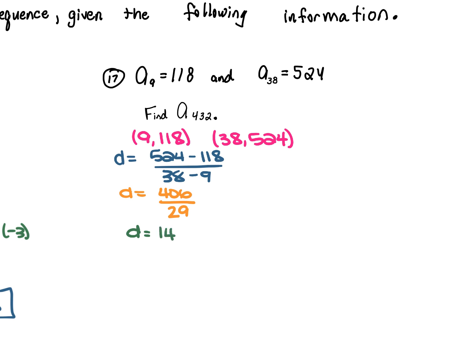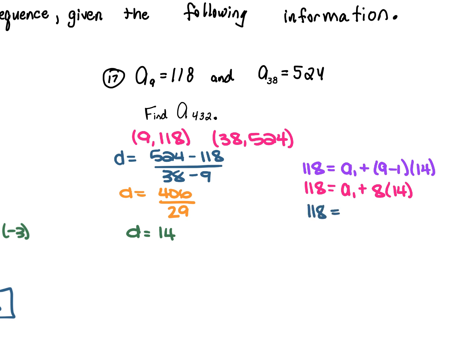From here, find a sub 1. I'm going to use the 9, 118, and it's going to give us 118 is equal to a sub 1 plus n, which is 9, minus 1 times d, which is 14. So that's going to be 118 is equal to a sub 1 plus 8 times 14. The 8 times 14 gives us 112. So that's 118 is equal to a sub 1 plus 112. Subtract the 112 from both sides. You have that a sub 1 is equal to 6.